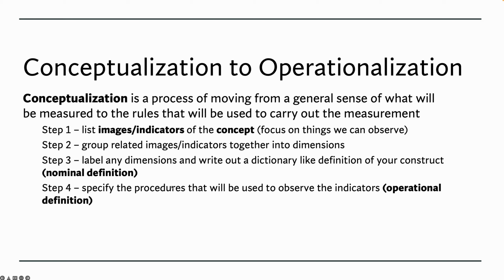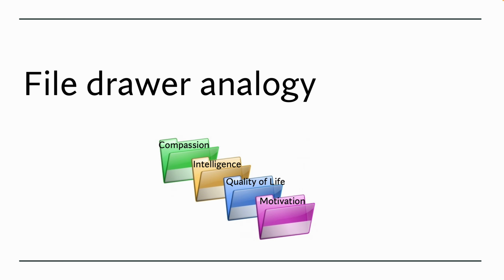The final step is to actually take the indicators, and now that we know the things we need to observe, write out some procedures that will actually be used to do the observation of those indicators. And that's called your operational definition. So you've got the nominal definition and the operational definition. Okay, let's look at this in practice.